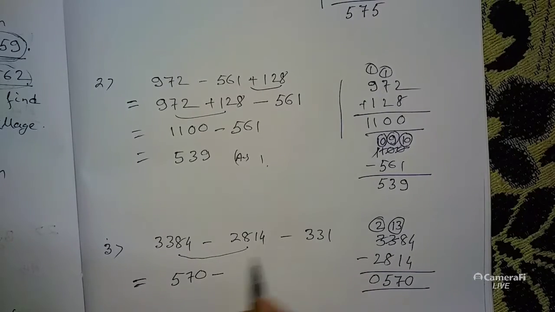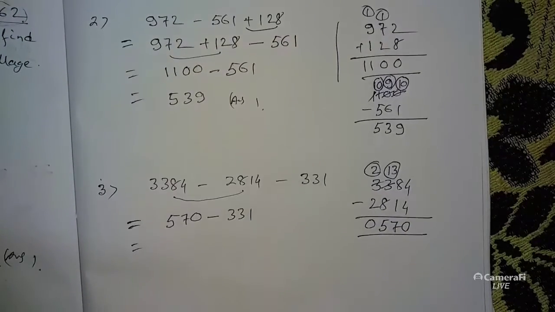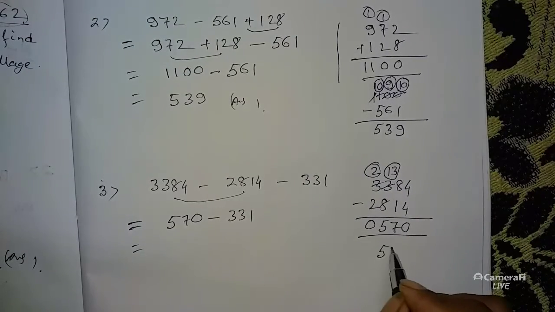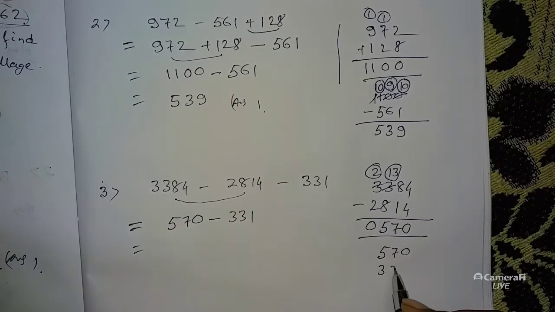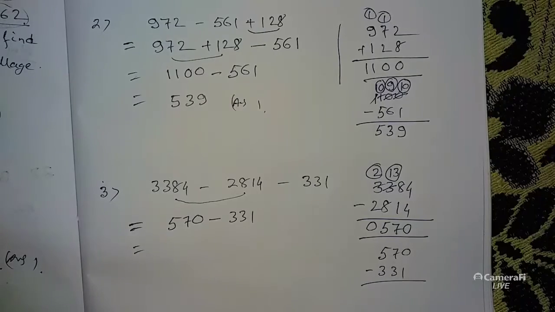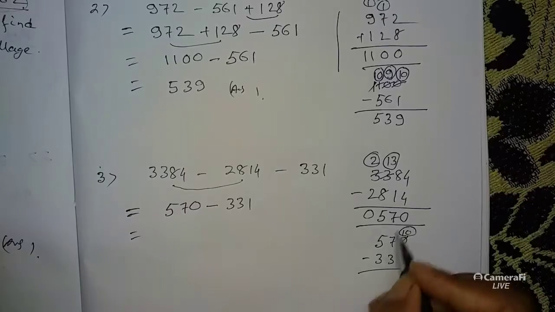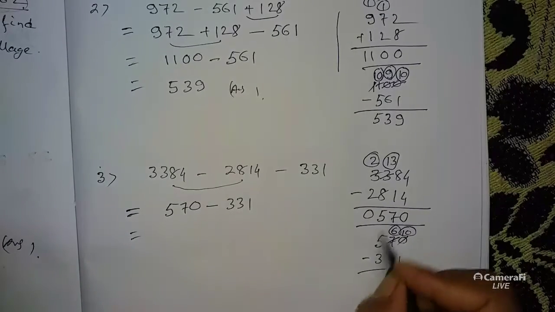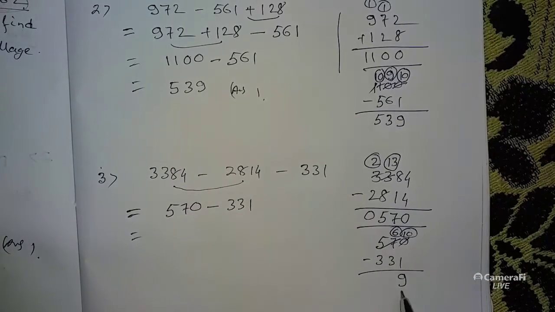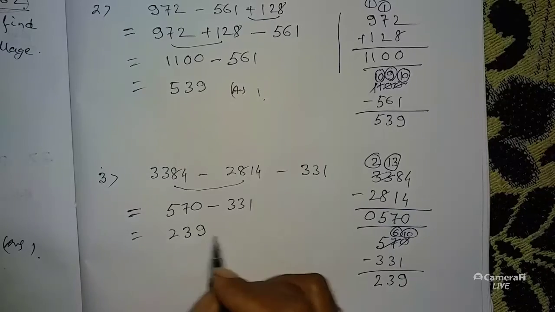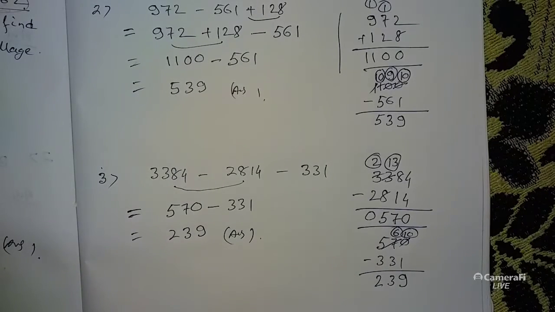minus, take this 331, subtract it. 570 minus 331, so 570, then below 331 subtract. 0 minus 1, consider 0 as 10, borrowing 1 from here, so it becomes 6. 10 minus 1 is 9, 6 minus 3 is 3, 5 minus 3 is 2, 239. This becomes the answer.